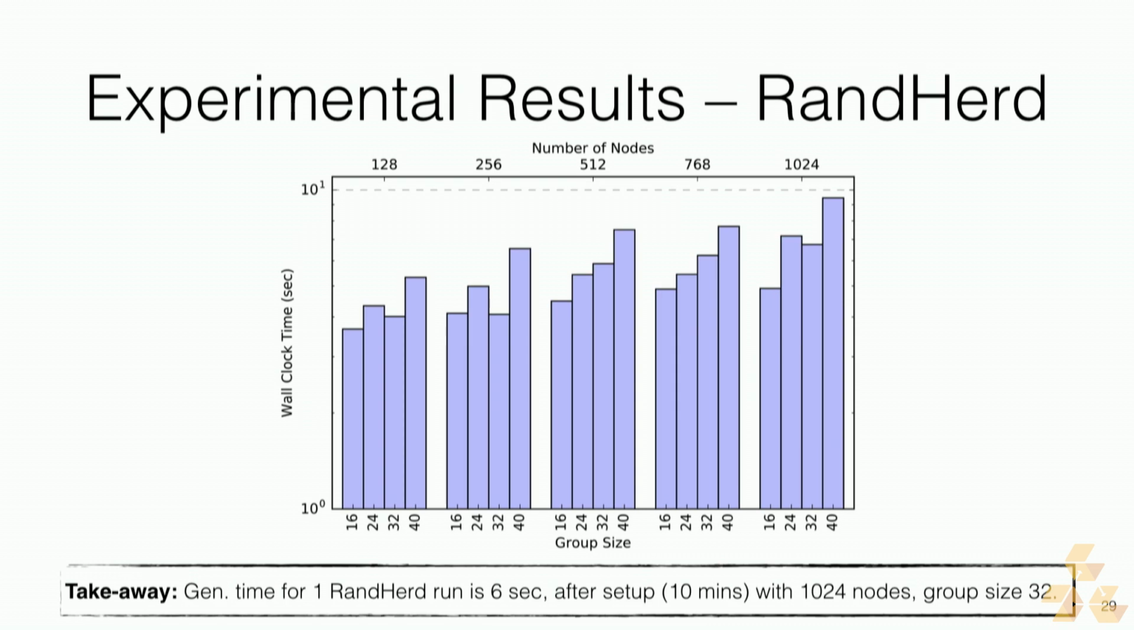Then we also evaluated the RandHerd protocol. Here you can see the randomness generation for RandHerd. As a takeaway, one RandHerd run takes 6 seconds to generate the randomness after a one-time setup, which takes roughly 10 minutes for 1024 nodes and a group size of 32.